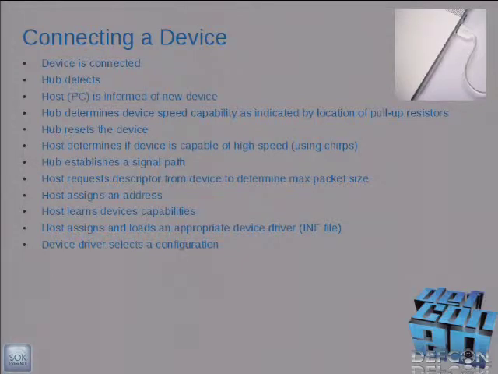All right. So, you know what happens? You connect the device, and the hub detects it, and the host, which is usually a PC, is informed there's a new device. And then it starts talking to it. It says, what are your speeds? What are your capabilities? Then it resets it, gives it an address, et cetera, et cetera. All right.